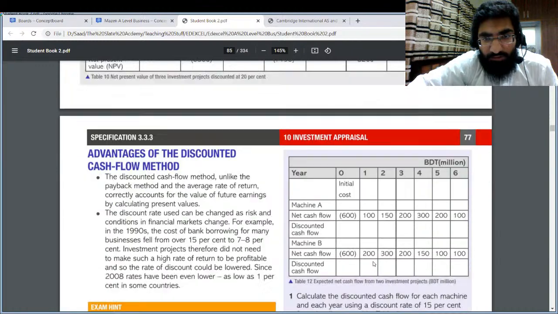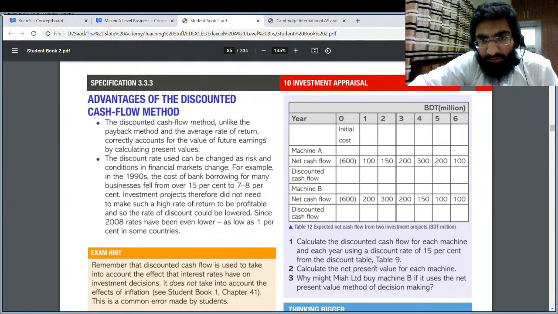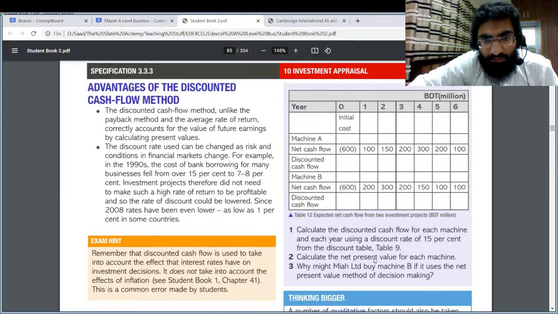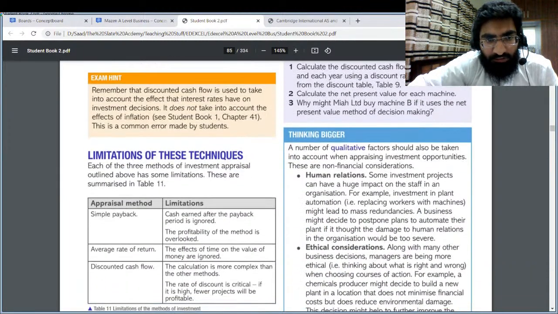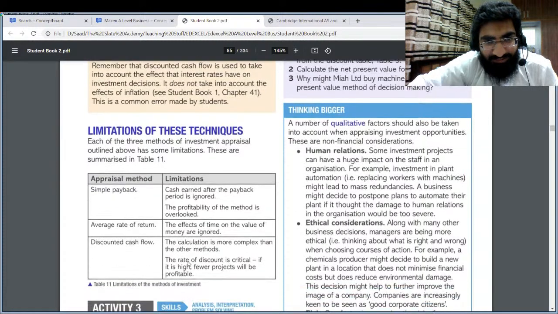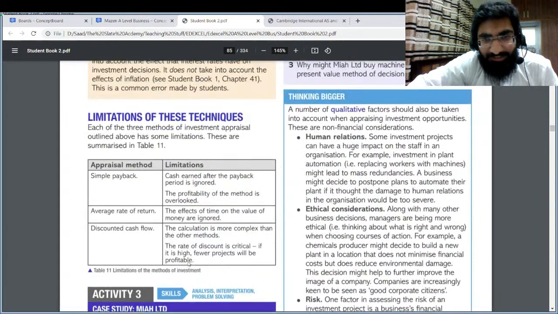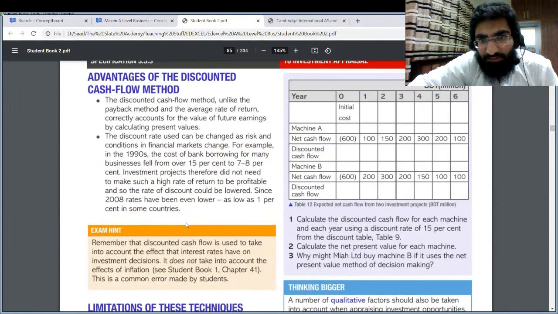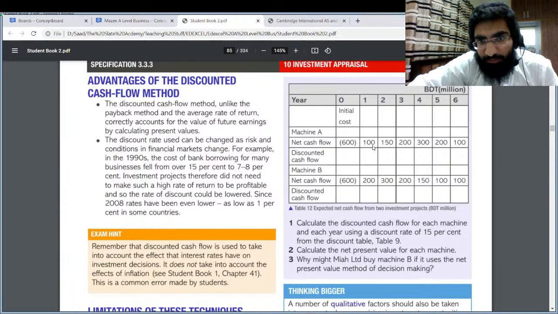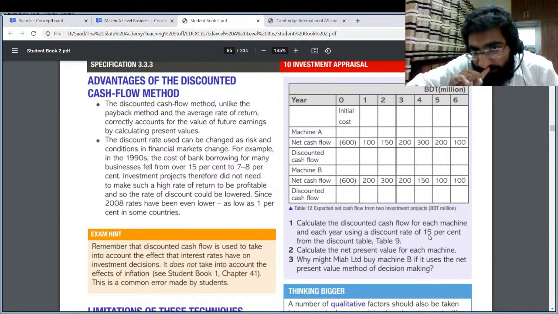Let's do an actual question. This one, limitations of technique. Here they have given you limitations of techniques all combined together in one chart. Anyhow, let's do this activity 3. For this activity 3, these are the capital costs given. You have to use the discount rate of 15%. Can you do it right now?